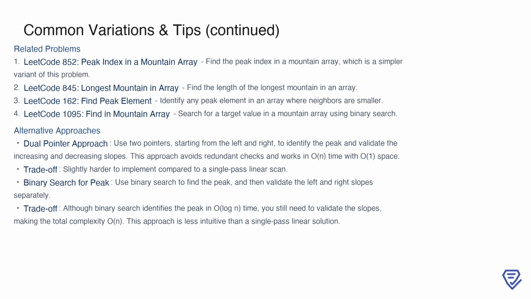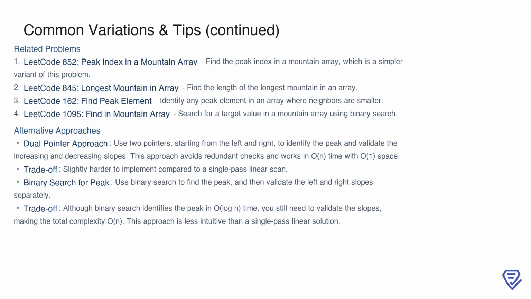This problem shares similarities with a few related problems on LeetCode. For instance, LeetCode 852 asks you to find the peak index in a mountain array, which is a simpler version of this problem. LeetCode 845 goes a step further by requiring you to find the length of the longest mountain in an array. Other related problems include LeetCode 162, where you need to identify any peak element in an array, and LeetCode 1095, which involves searching for a target value in a mountain array using binary search.